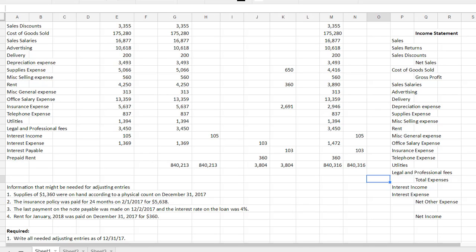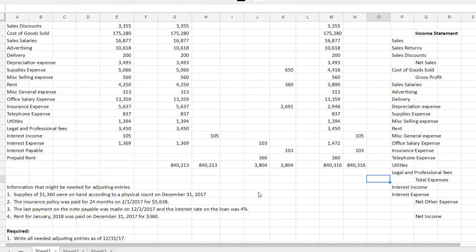Therefore, what must have happened is this 56.38 must have been recorded as an expense rather than as a prepaid. So what we need to do, you can either figure out how much should be an expense or how much should be a prepaid.